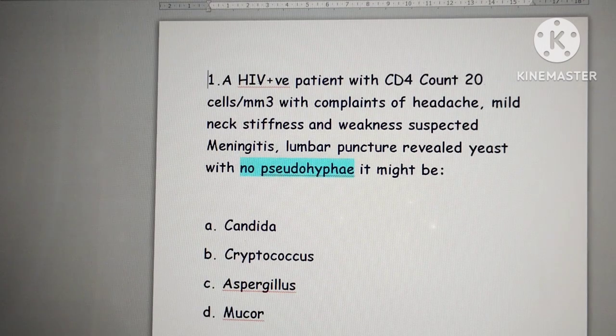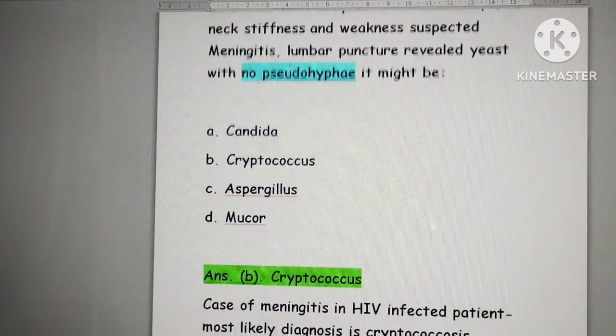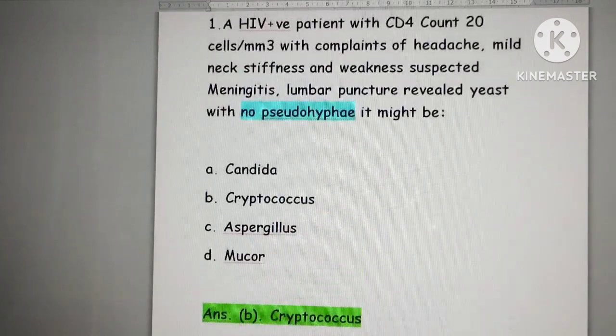So the next point is, here they have given clearly the meningitis, right? The neck stiffness and headache, everything. So remember, in an HIV patient, the lumbar puncture has been done and the CSF has been examined, and it shows no pseudo hyphae. Then obviously it is cryptococcus. So always remember, if there is a pseudo hyphae, it is candida. If there is no pseudo hyphae and there is an HIV patient and presence of meningitis, it is cryptococcus. Okay.